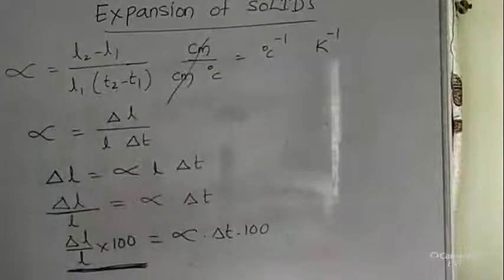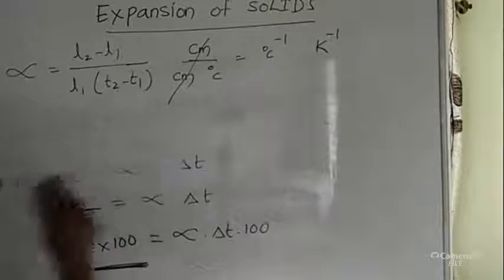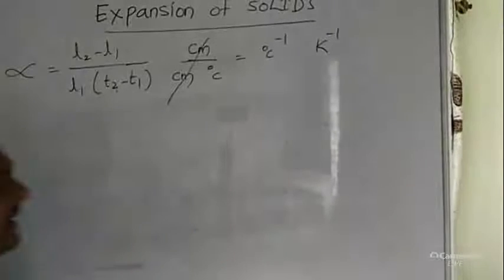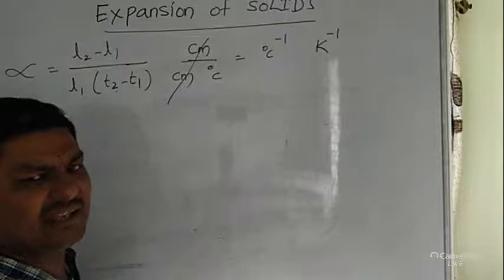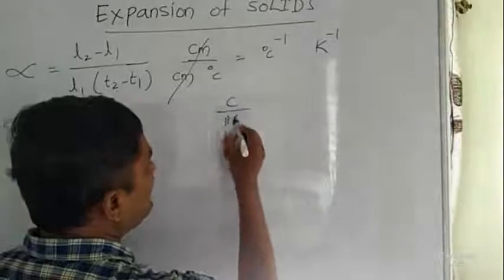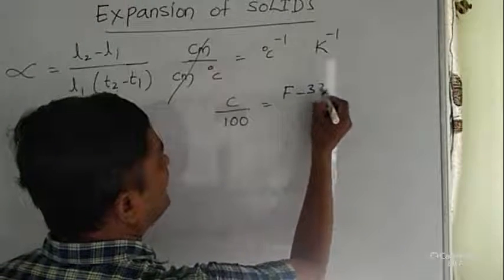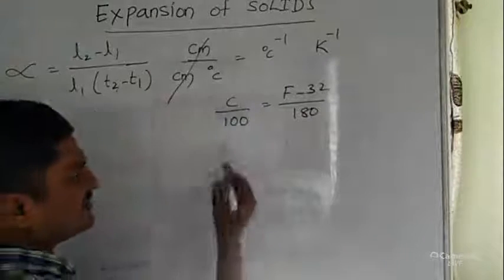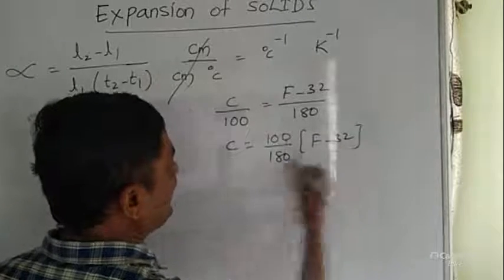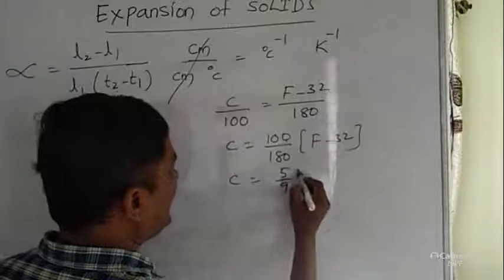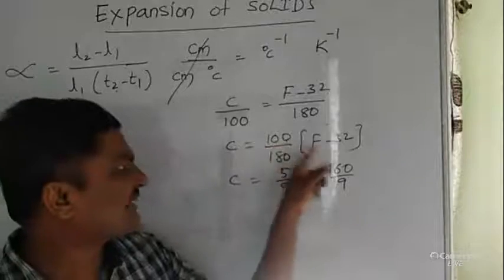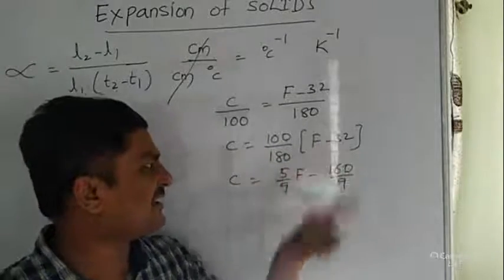Next, for example, yesterday I discussed the relation between centigrade scale of temperature and Fahrenheit scale of temperature, that is C by 100 equal to F minus 32 by 180. So C equal to 100 by 180 into F minus 32. C equal to 5 by 9 into F minus 160 by 9. 2 5s, 2 9s, and 5 by 9 is multiplied with F and 32.